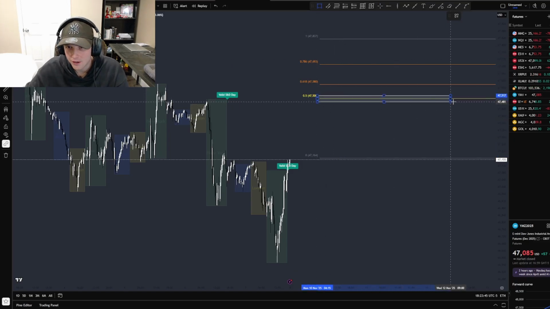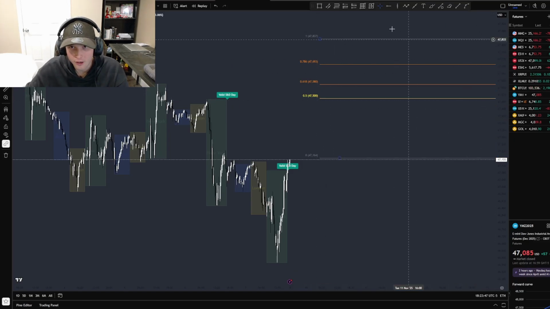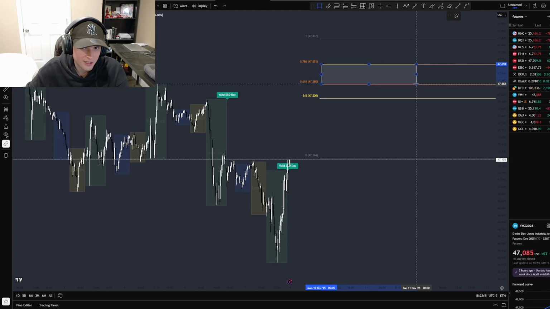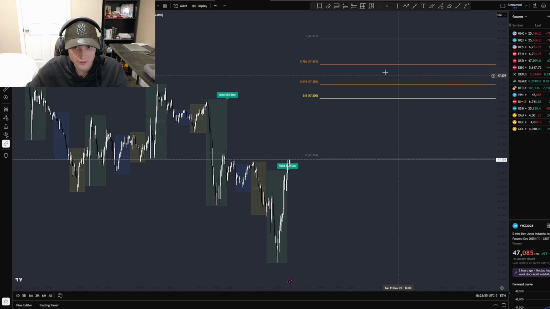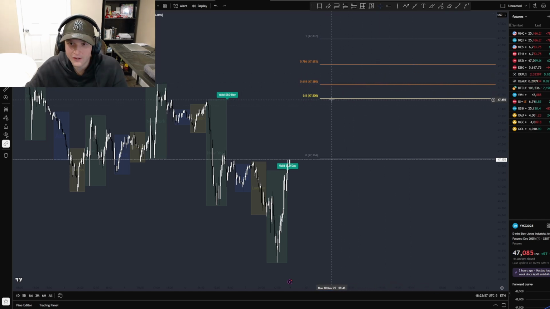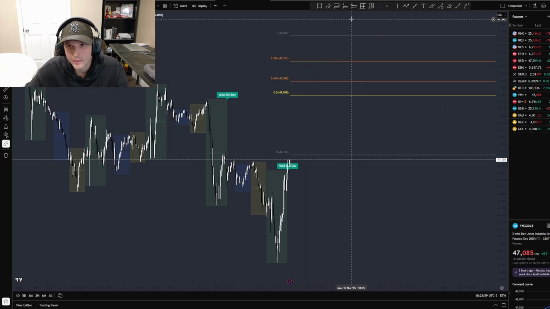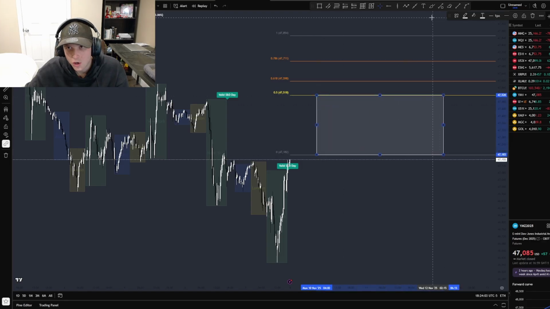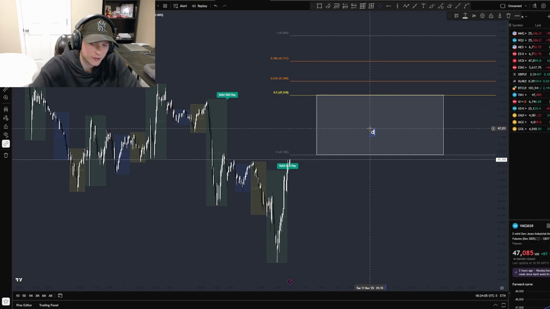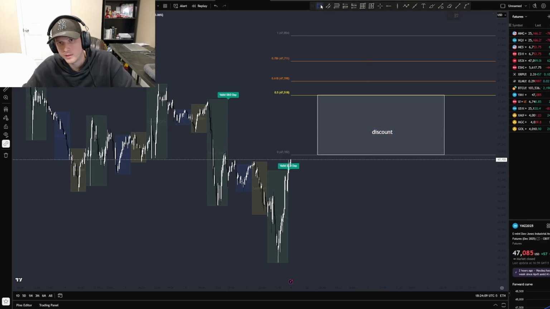So we have equilibrium right here, which is the halfway over the range. And we have OTE right here, which is the 0.618 to 0.786. I have a whole video on why these numbers are relevant, but basically these two areas here. Now, when you look at the Fibonacci, the zone below the 50% is called discount, okay? And the zone above it is called premium, all right?